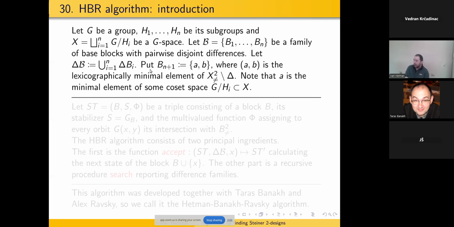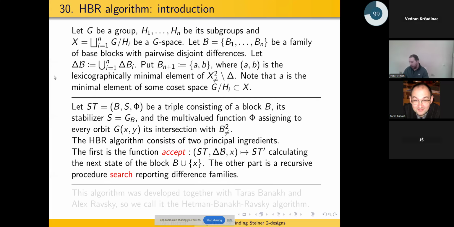And in the beginning, we can see that when we construct the next base block, it should start with AB, where AB is a lexicographically minimal element of this Cartesian product without the diagonal and without this difference delta. Actually, it is delta B. Again, small mistake, sorry. And note that A is a minimal element of some left coset space G to HY, which is a subset of X. So this is the first observation.